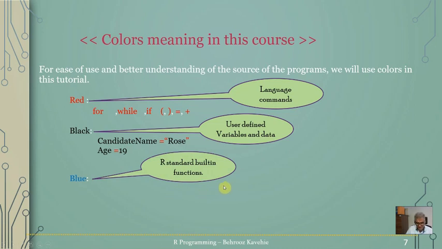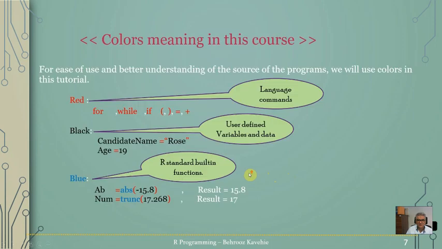The color blue is used for R standard functions, which are also called built-in functions. Take a look at the examples. The user-defined variable AB is in black. The trunc function has been used a lot in this video. What it does is that it removes the decimal part of the numbers. Keep in mind that this is not like the round function. The round function, as the name implies, rounds the number up or down, but the trunc function eliminates the decimal part.